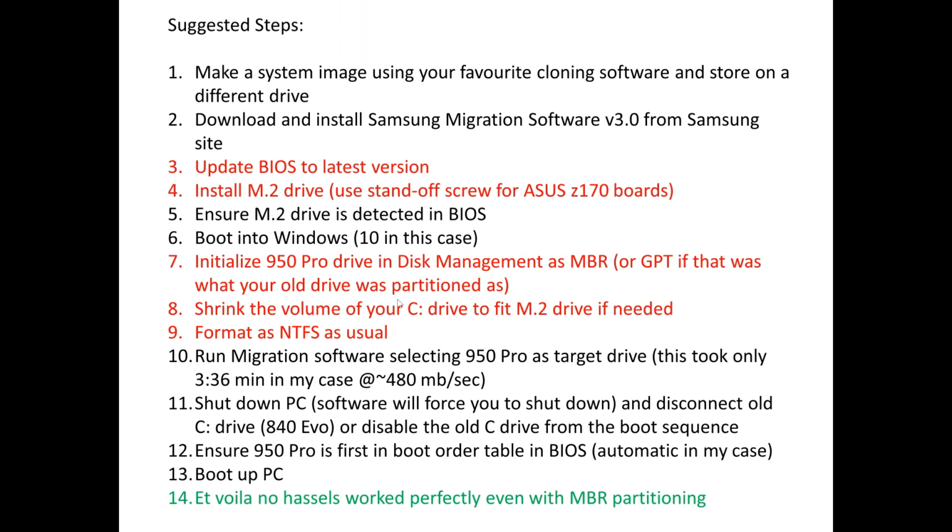Now, here are my suggested steps, and I've done it this way so that you can have this as more of a permanent record. I think the first thing you should do is make a system image using your favorite cloning software. I just use the backup and restore function in Windows, which was in Windows 7 and is now more evident in Windows 10, and store this on a different drive than the 2 drives involved in the cloning, just in case.